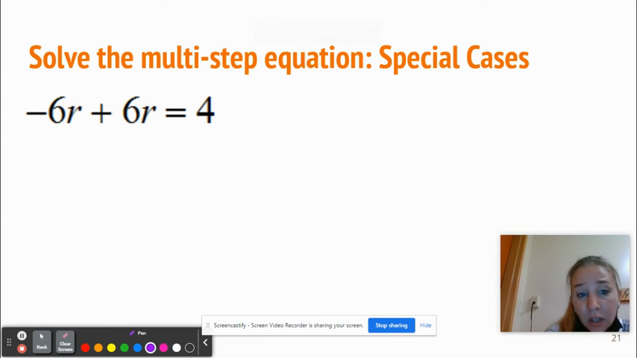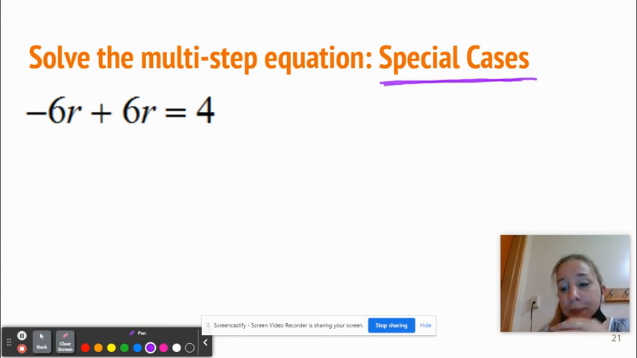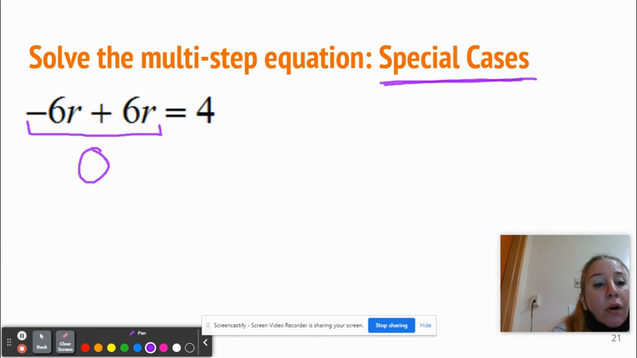Okay. Special cases. So in all the other equations that we were solving, we ended up with letter equal number, right? Cool. That doesn't always happen. What happens when I combine these like terms? -6r plus 6r, -6 plus 6 is 0. So you could look at it as 0 times r, 0r if you wanted to, but 0 times anything is 0. So it's just 0 equals 4.